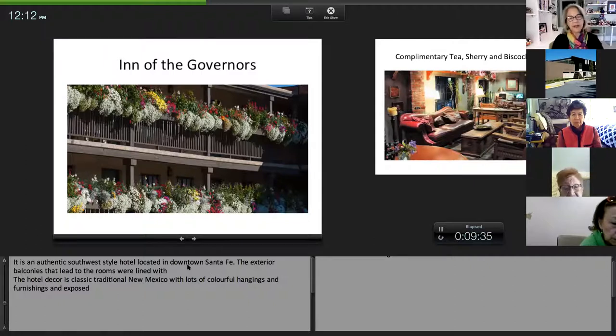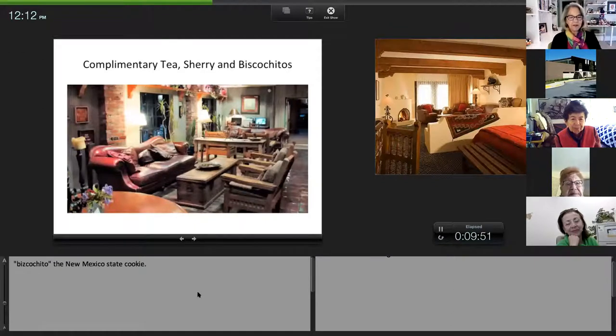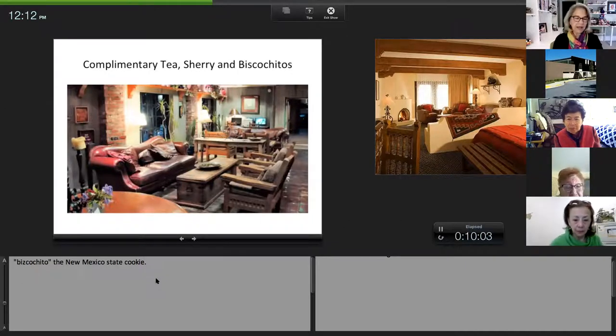Here you're looking at the exterior balconies, which were just full of beautiful flowers. And the hotel is decorated in a traditional New Mexico style with lots of colorful hangings and furnishings. And best of all, which Victoria really enjoyed, was that every day we had complimentary tea and sherry and bizcochitos, and that's actually New Mexico's state cookie. But we had a lot of fun conversations in this space.